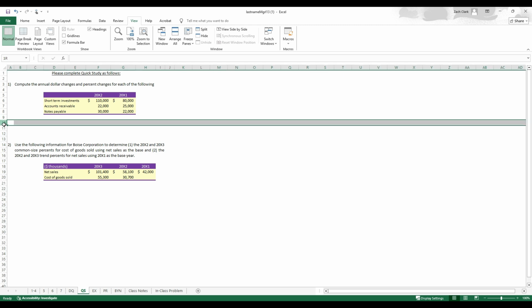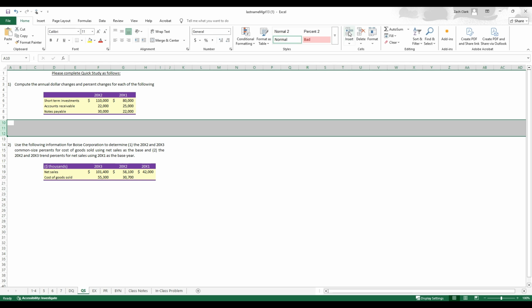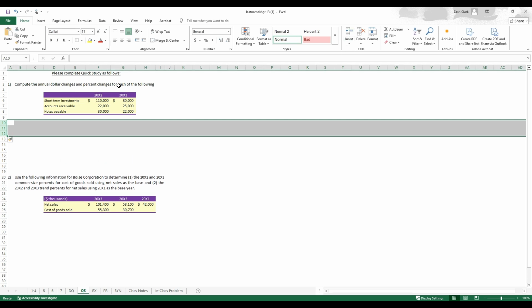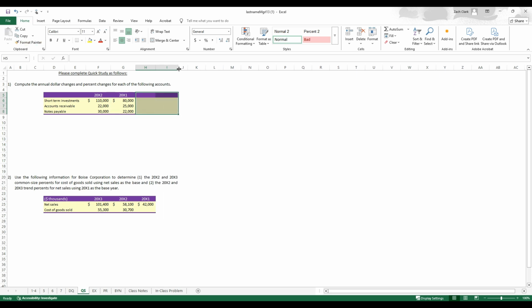Okay, so complete the annual dollar changes and percent change for each of the following. So we've got our short-term investments, accounts receivable. I'm just going to here do this. So I think this is probably the best way to add just a couple spots here, and then we can say dollar change and percent change. So then we can just take the difference, and having it just kind of in that same format is sort of nice.